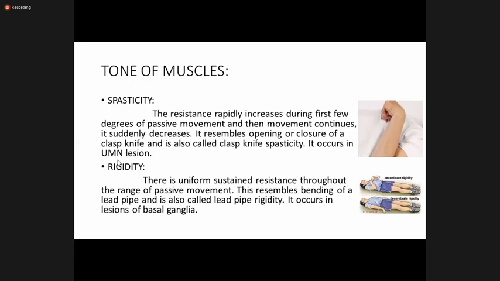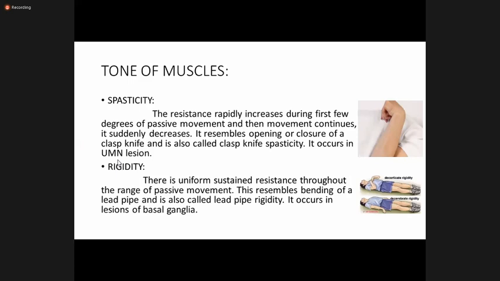In case of rigidity, there is a uniform, sustained resistance throughout the range of passive movement. This resembles bending of a lead pipe and is also called lead pipe rigidity. It occurs in lesions of the basal ganglia.